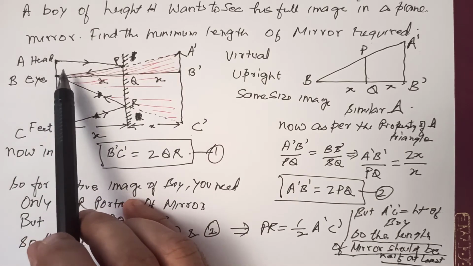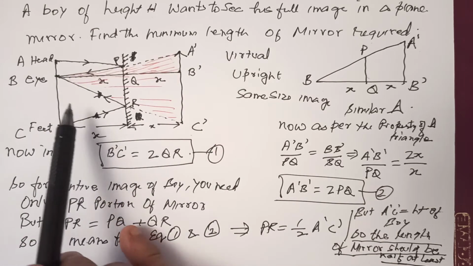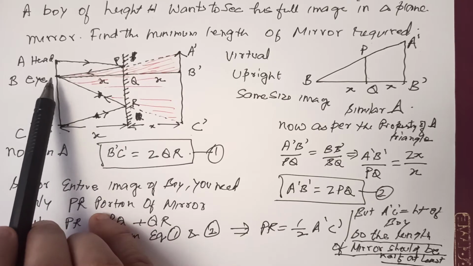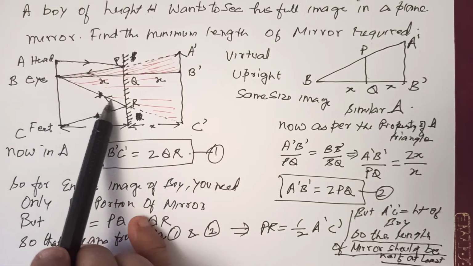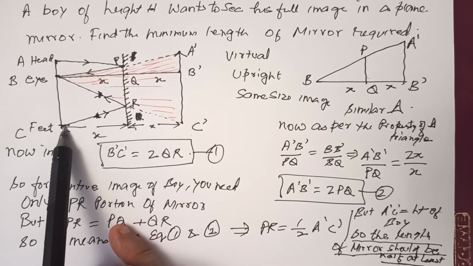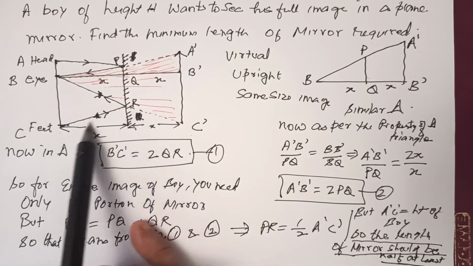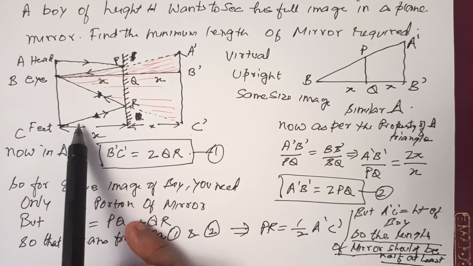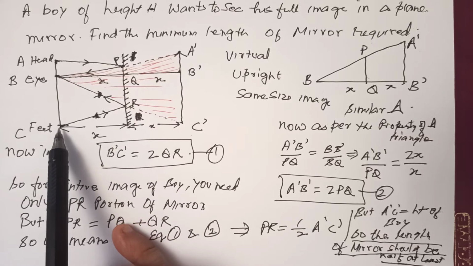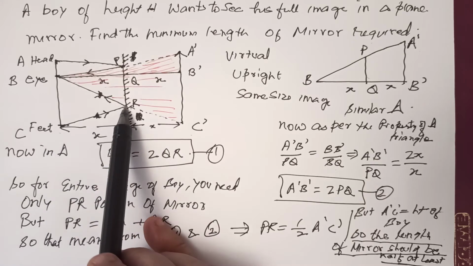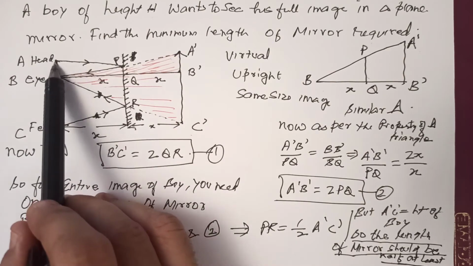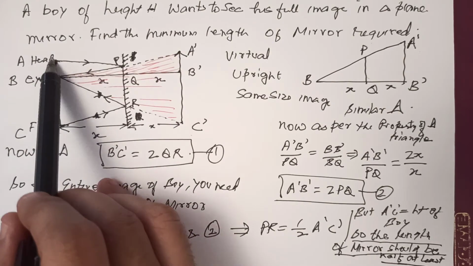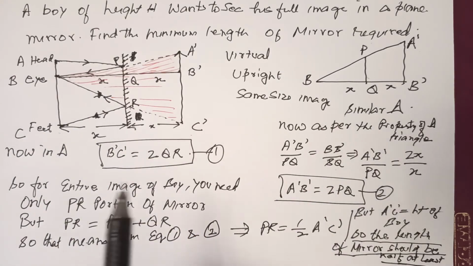We have already done this for the head. Now we are doing the same thing for the feet. So we are just connecting the eye with the image of the feet here, with a straight line. Once it reaches the mirror, it is connected this way. Or you can say, the ray from the feet goes this way and reaches the eye. So these are the two extreme positions in the boy's height that we have taken, because we have to include the entire boy. He should not miss anything.